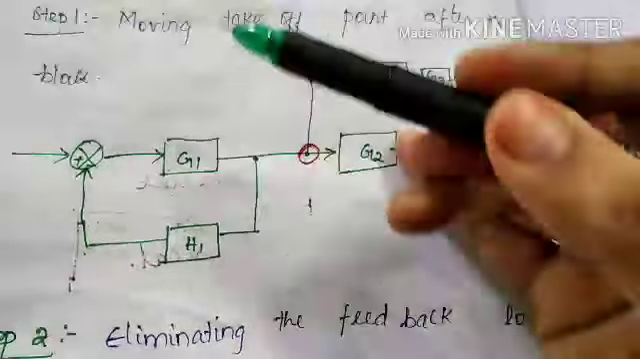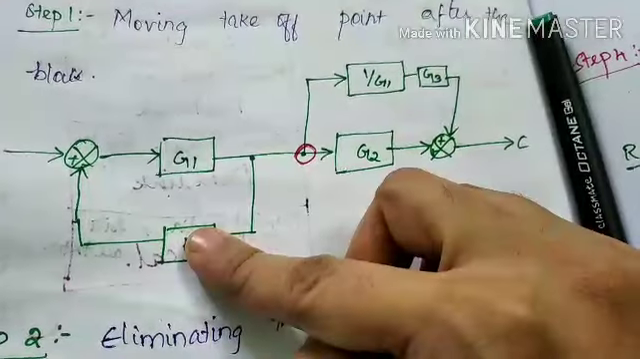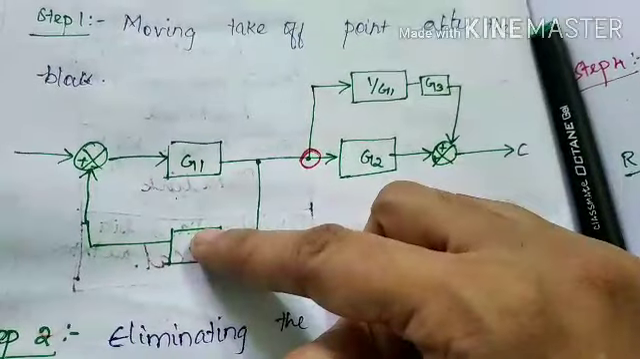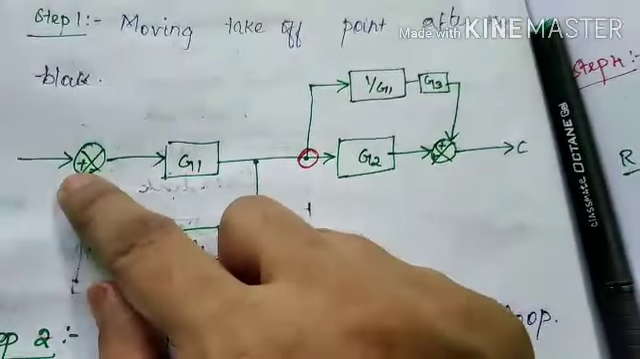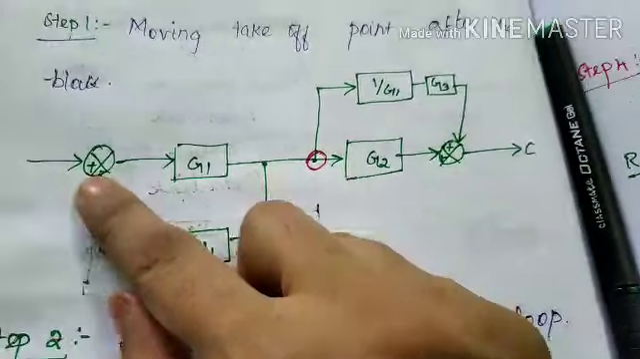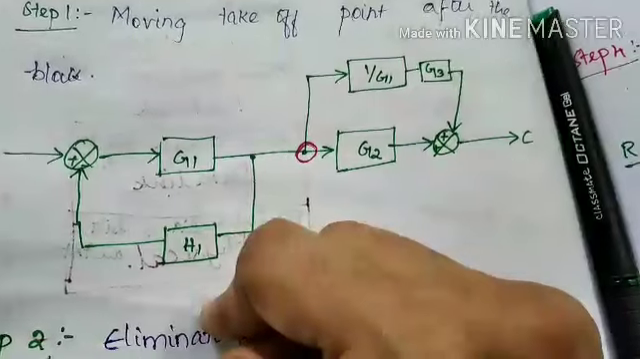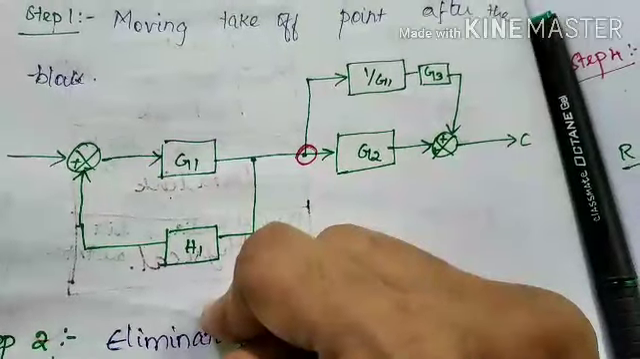See, now it is very simple to see. These two blocks are in the feedback path. So these two blocks are in a feedback loop. In the sense, what is the formula for eliminating the negative feedback loop? So G1 by 1 plus G1 H1. This is the formula for eliminating the negative feedback loop, right?